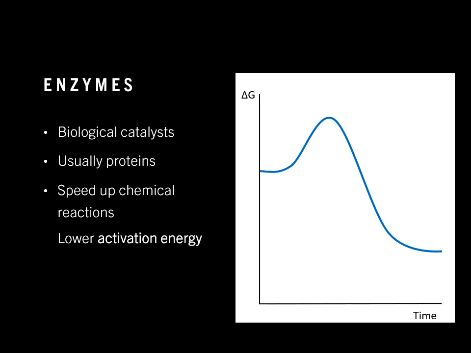Enzymes are biological catalysts, usually proteins, which help to speed up chemical reactions within cells. You can usually tell an enzyme by its name. It'll usually have ASE on the end, and the rest of the name will refer to the substrate or function. For example, sucrase is the enzyme that breaks down sucrose, lactase breaks down lactose, and DNA polymerase makes a polymer of DNA.